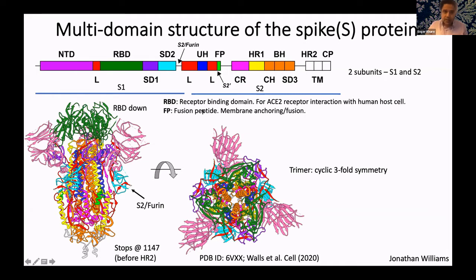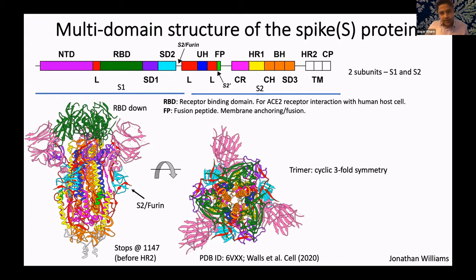Another important domain that I would like to draw your attention to is the fusion peptide, or FP, that is shown here. That is part of the S2 subunit, and that is involved in bringing the two membranes together to cause the virus to fuse with the host cell. So those are two of the many important parts of this protein.